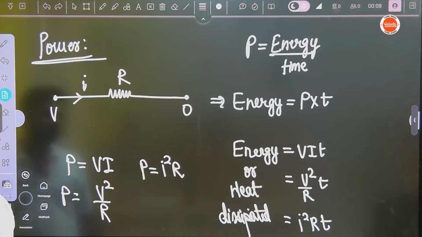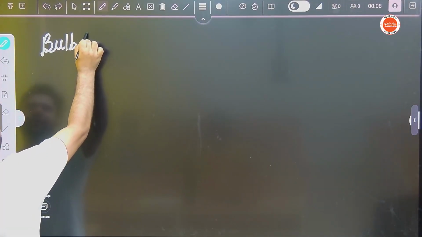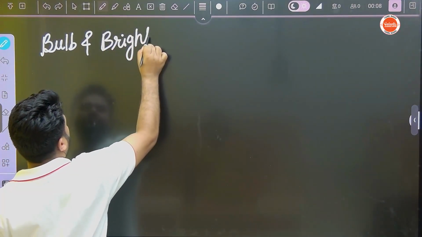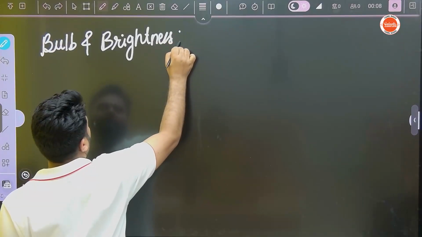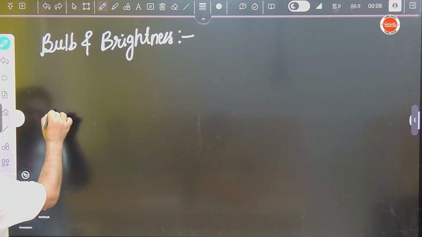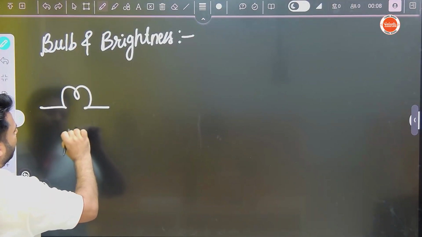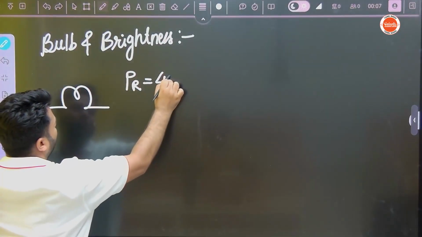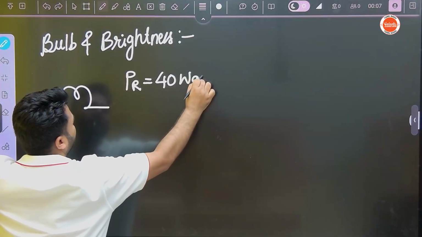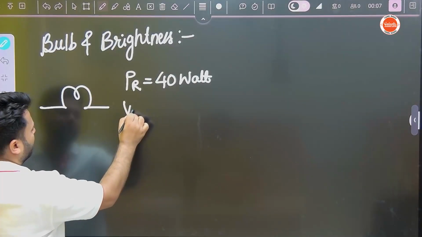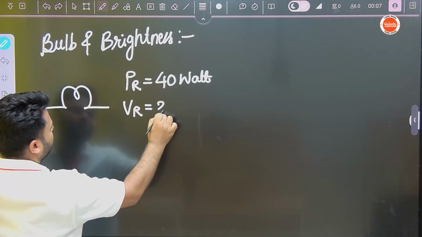See, bulb and brightness. What will happen now? Whatever bulb you buy from the market, there will be a rated power. Rated power means, whenever you go to the market and ask, bhaiya, give me a 40-watt bulb, this is the rated power. There will be a rated voltage also, suppose 220 volt.